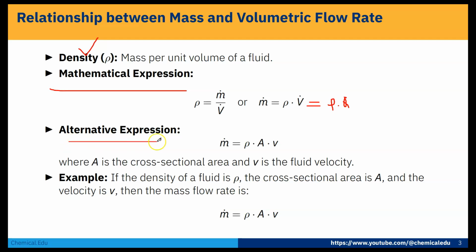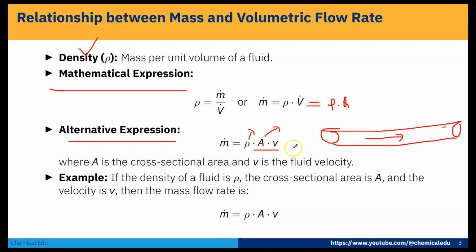Now, an alternative expression. Mass flow rate is rho A V. Rho is the density of the fluid, A is the cross-sectional area, suppose the fluid is flowing through a pipe, so the cross-sectional area of the pipe, and V is the velocity of the fluid through the pipe. So mass flow rate is rho A into V. And AV is nothing but volumetric flow rate, or V dot.